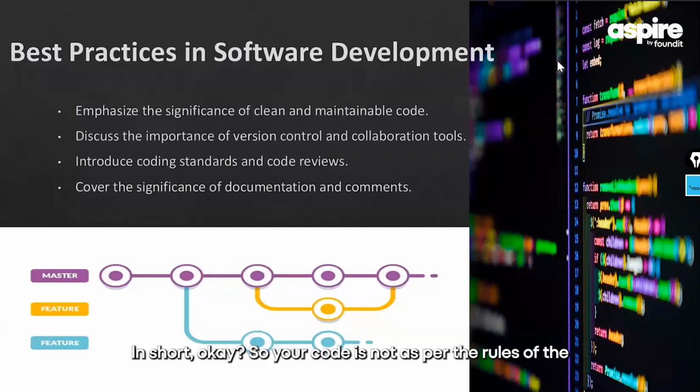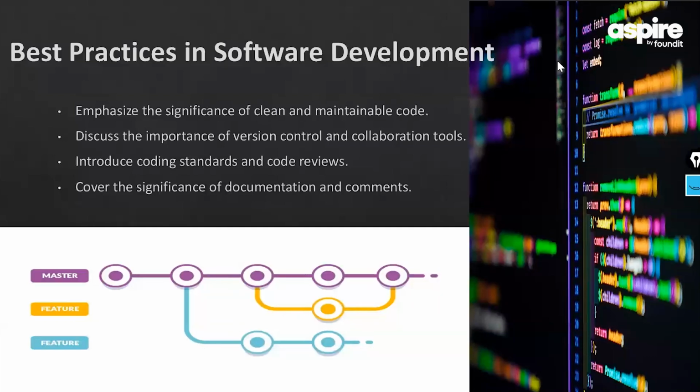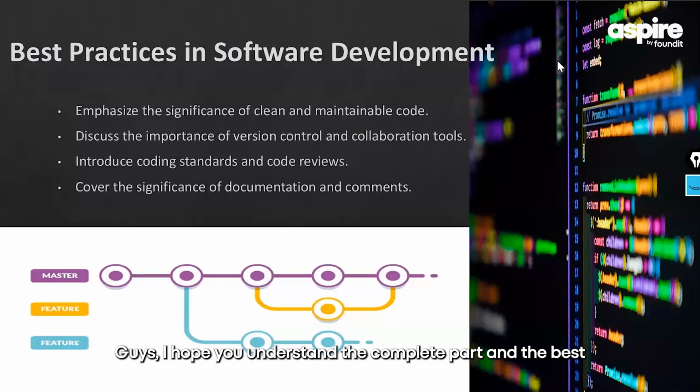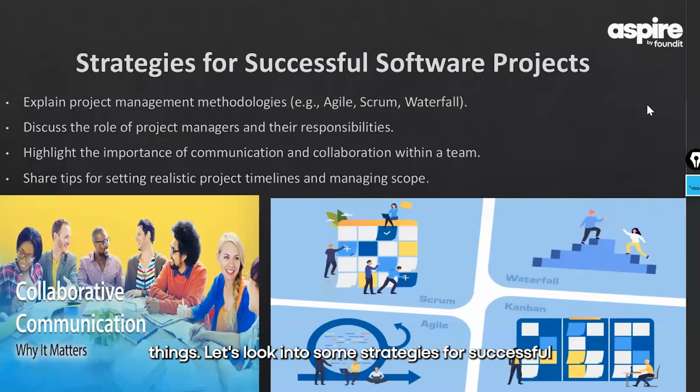So your code is not as per the rules of software development. Your software is not on par with that, so that's a problem. Okay, guys, I hope you understand the complete part and the best practices we should follow being in the software industry. In the industry as well, we follow all these things. Let's look into some strategies for successful software projects.